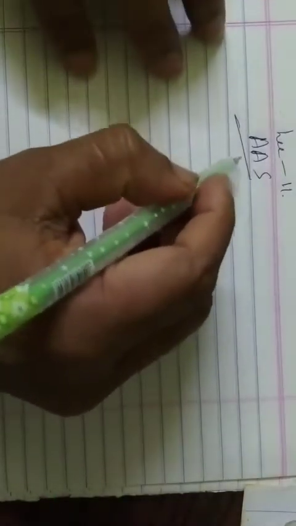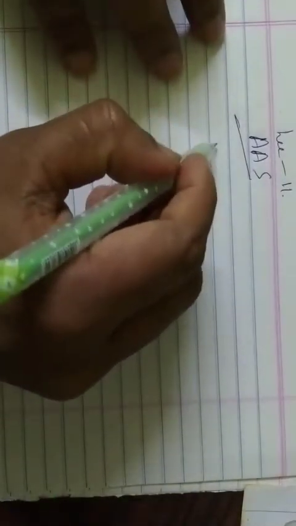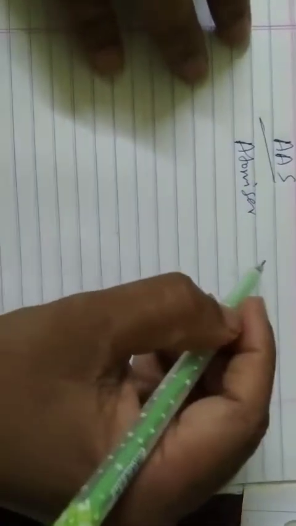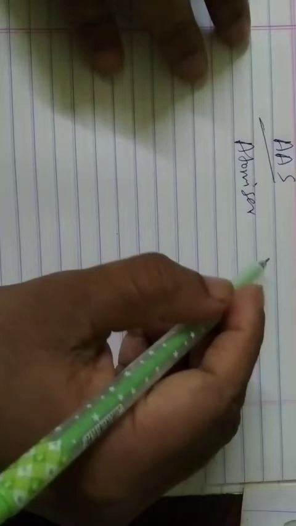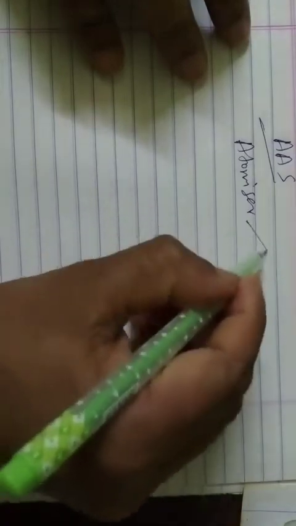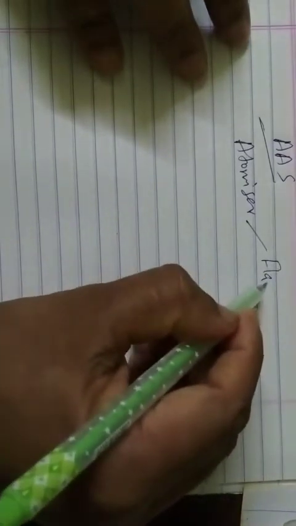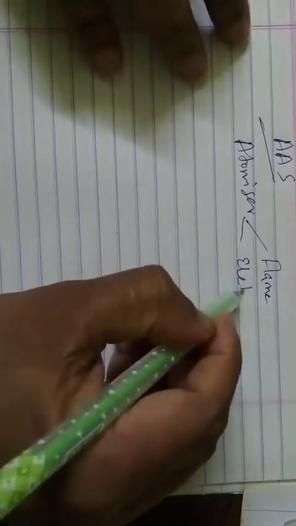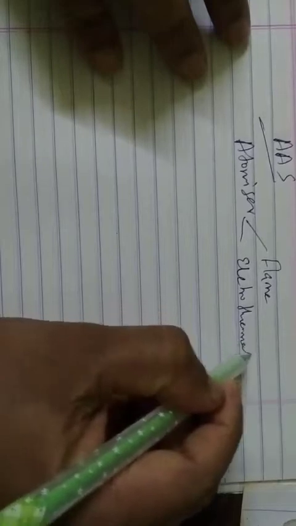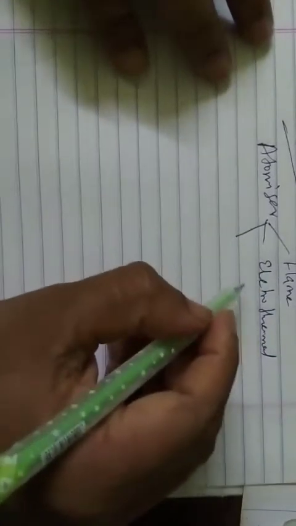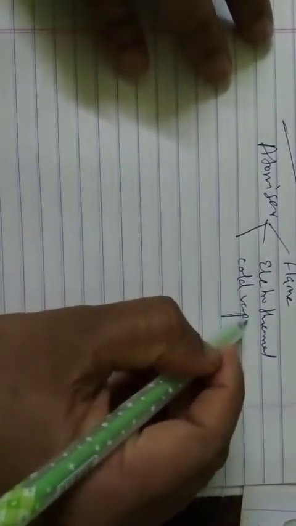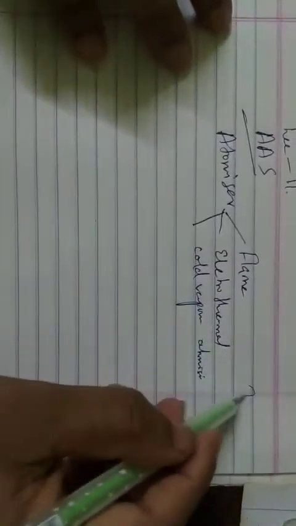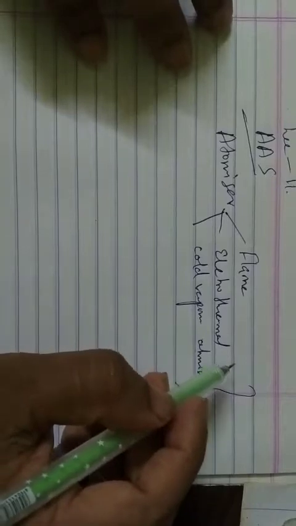So today we'll continue regarding AAS, atomic absorption spectroscopy. In the previous video we have seen up to the atomizer. We have come to this atomizer in the instrument, and this atomizer is of three types: the flame atomizer, the electrothermal atomizer, and the cold vapor atomizer. So these are the three types of atomizer.